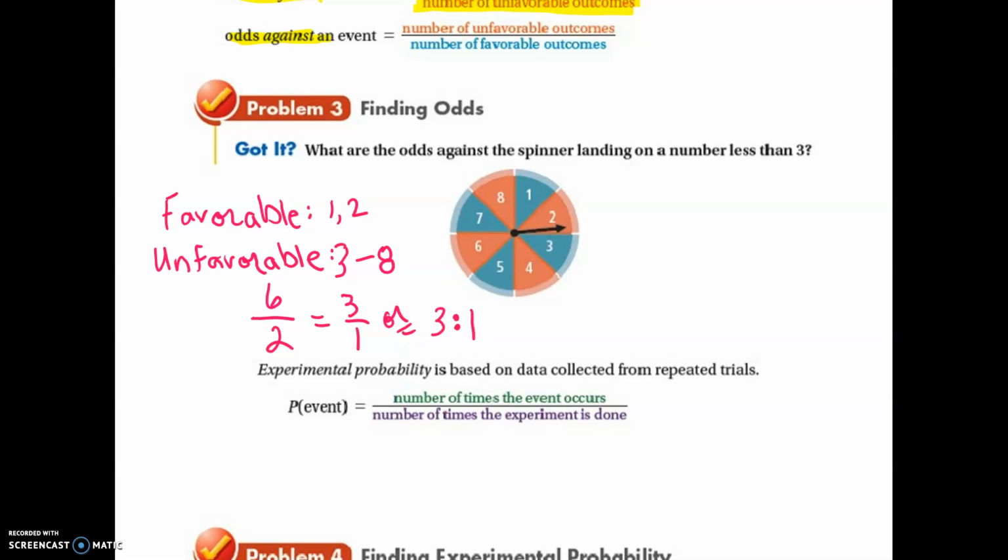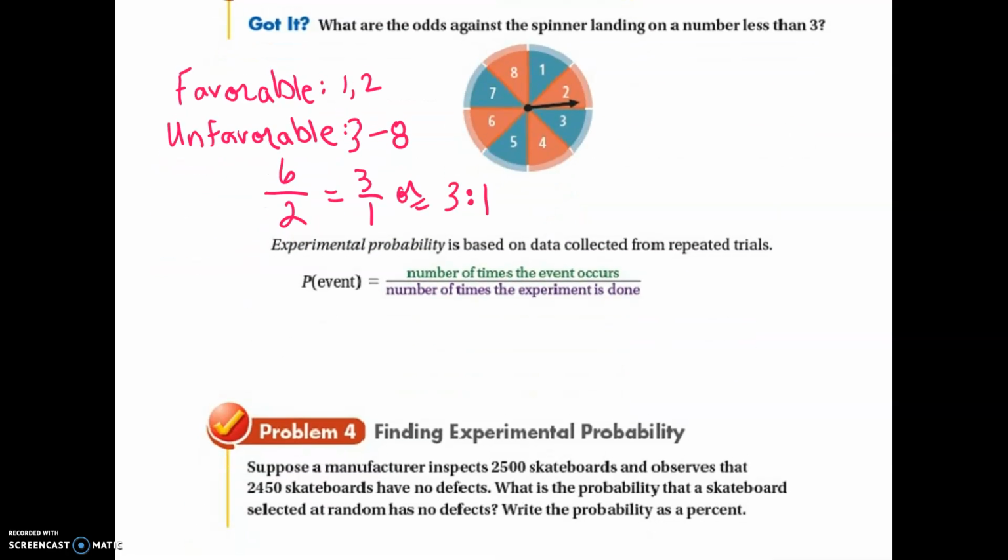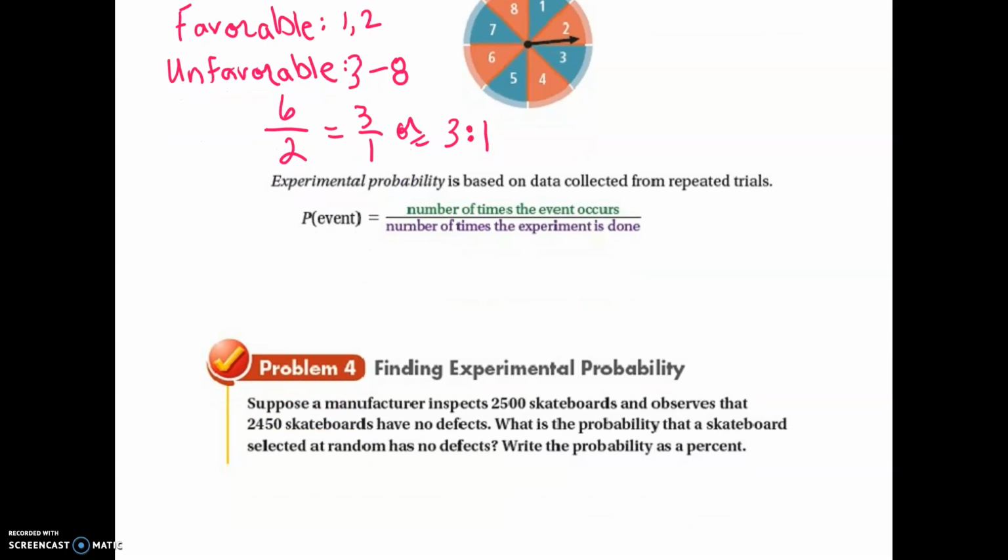So, like I said, the odds of something occurring is a little bit different than finding the probability. So be careful on today's assignment. Make sure that you're reading the questions so you know what you're doing. Are you doing probability? Are you doing the odds? Kind of different there. Now, the last thing I think here that we're going to talk about for today is the experimental probability. Again, something you may have had experience with in the past.